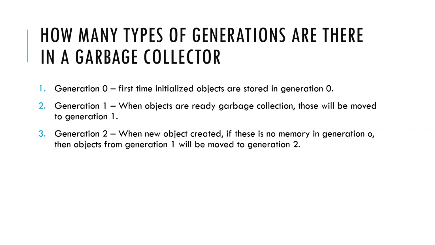In generation 0, the first time initialized objects are stored. In generation 1, when the objects are ready for garbage collection, those objects will be moved to generation 1 from generation 0. And in the case of generation 2, when a new object is created, if there is no memory in generation 0, then generation 0 objects will be moved to generation 1 and generation 1 objects will be moved to generation 2.